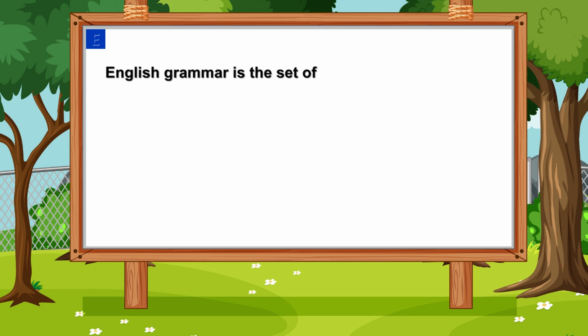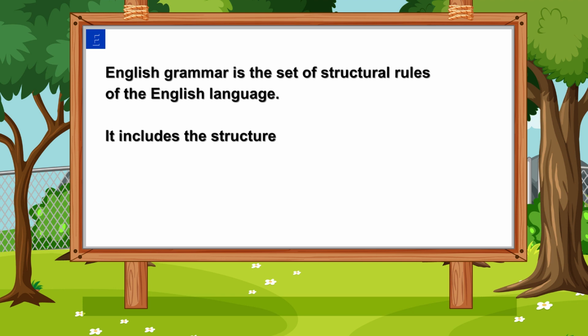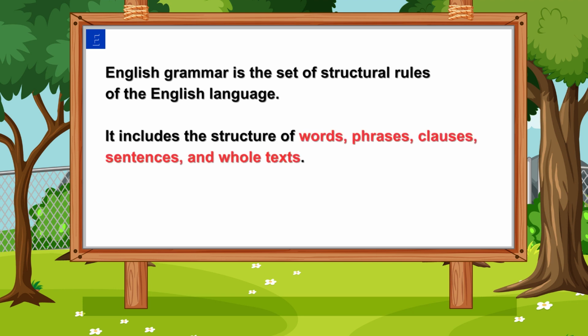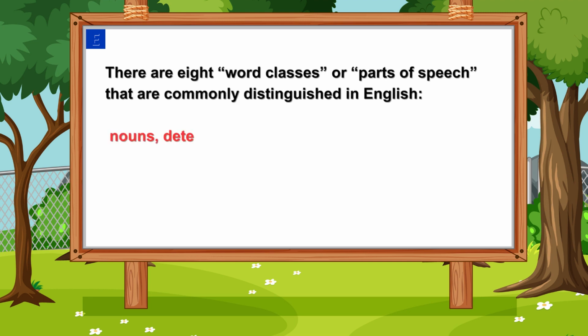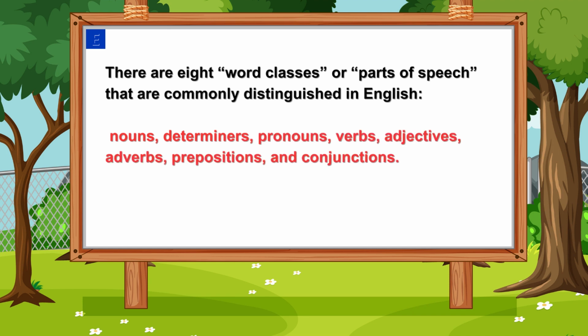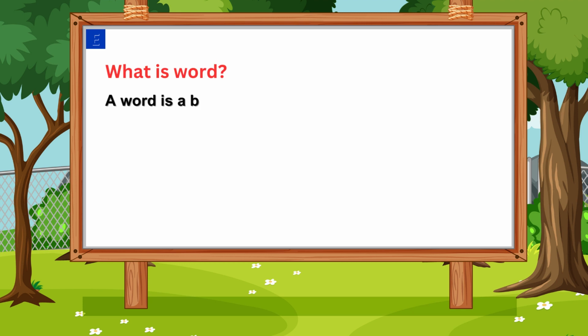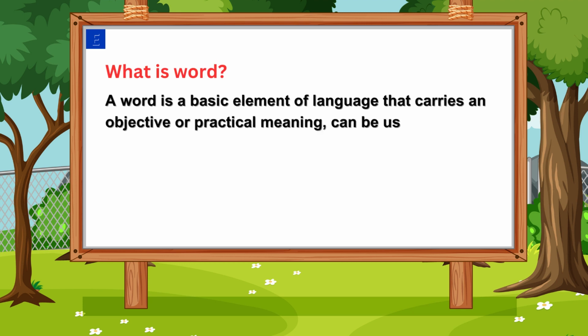English grammar is the set of structural rules of the English language. It includes the structure of words, phrases, clauses, sentences, and whole texts. There are 8 word classes or parts of speech that are commonly distinguished in English: nouns, determiners, pronouns, verbs, adjectives, adverbs, prepositions, and conjunctions. A word is a basic element of language that carries an objective or practical meaning, can be used on its own, and is uninterruptible.